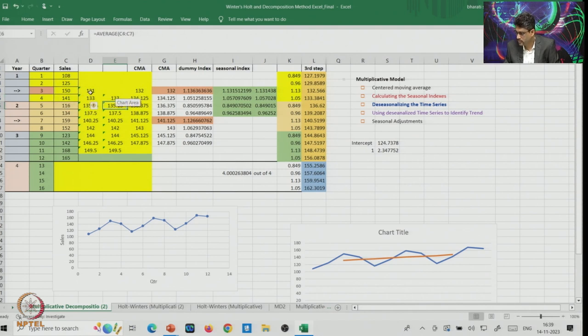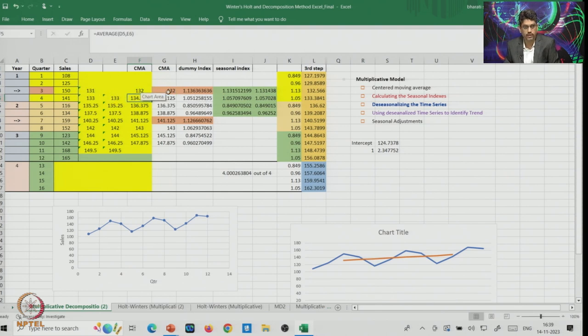Now, if you take the average of these two values, 131 and 133, these two simple averages, you will get the central moving average for the third period. So, this is the average value for the third period, but the central moving average. Two times you have taken the average, and then you have taken the average of them. So, this is called the central moving average. What you have actually done, this process can be illustrated in another manner.